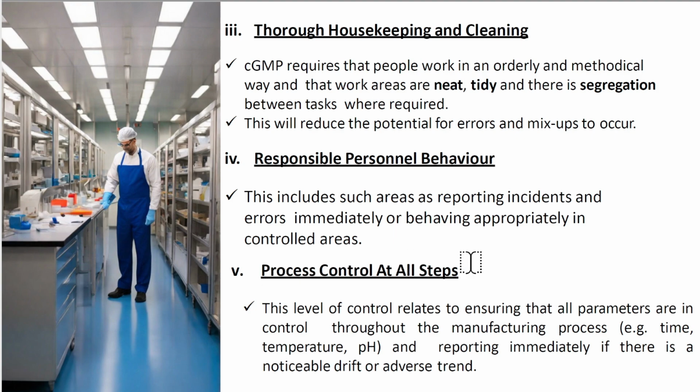Point number 5 for GMP compliance is process control at all steps, meaning that control relates to ensuring that all parameters are controlled throughout the manufacturing process. For example, the time required for the process to occur, the temperature at which it happens, the pH, and reporting immediately if there is a noticeable drift or deviation or any adverse trends.